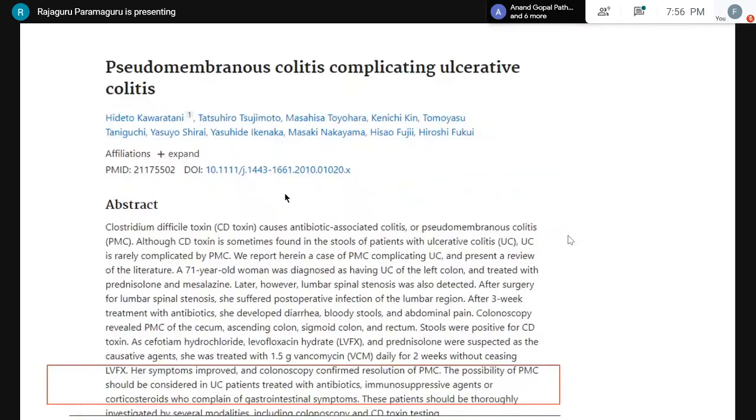It is seen in patients with ulcerative colitis treated with antibiotics, immunosuppressive agents or corticosteroids. So they might have gastrointestinal symptoms, and we will have to look for these also. Maybe in certain cases we might not be able to find a classical pseudomembranous area, but whenever you find a fragment which has neutrophilic fibrinous exudate, you can advise the clinician to check for Clostridium difficile toxin.